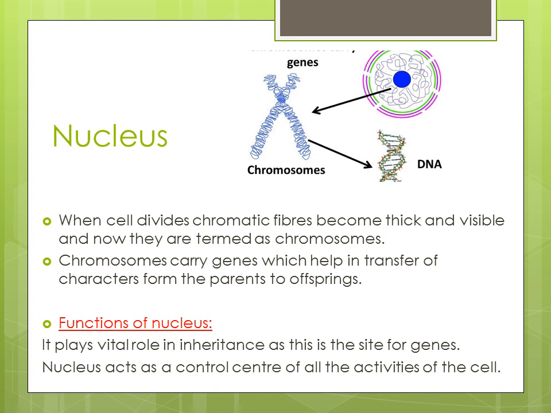Okay, now let us sum up the functions of nucleus. Nucleus plays vital role in inheritance as this is the site for genes. Where are genes present? Genes are the parts of DNA molecule. And where is this DNA molecule present? DNA, deoxyribonucleic acids, are present on chromosomes. Okay. So nucleus acts as a control center for all the activities that are happening inside the cell.